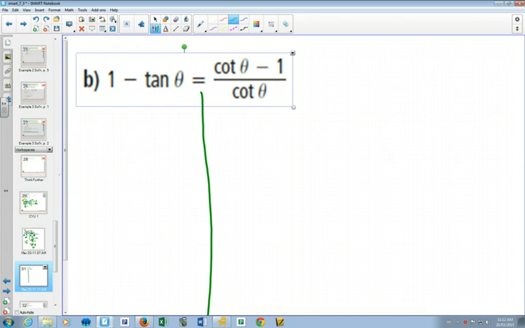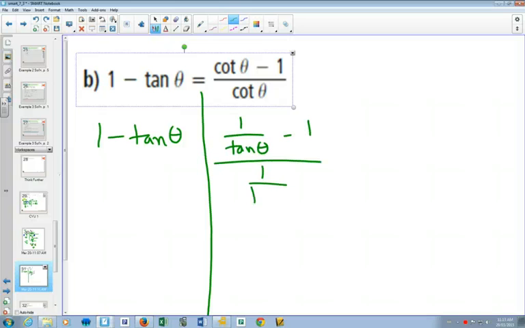People like sine, cos, and tan better than secant, cosecant, and cotangent because they're reciprocal ones, and you're like, ugh. And so generally, the most common thing in this one is that people would change things to tan. So I'm going to start with that. Okay? If you change things to tan, this side's already in tan. This side would be 1 over tan minus 1 over 1 over tan.